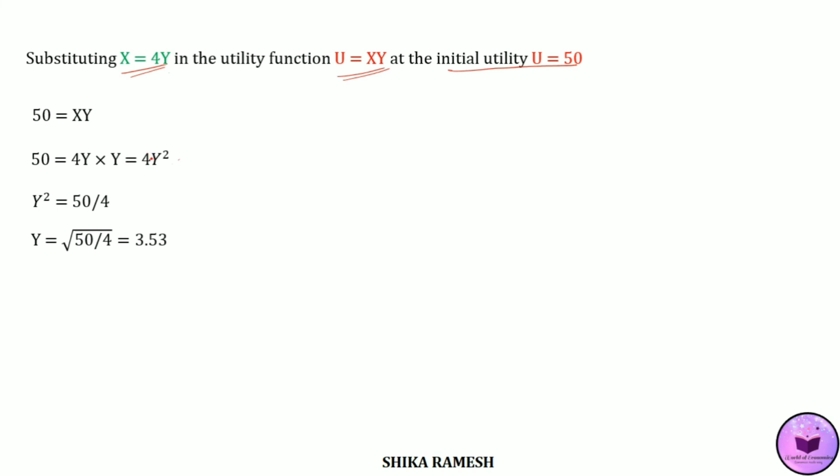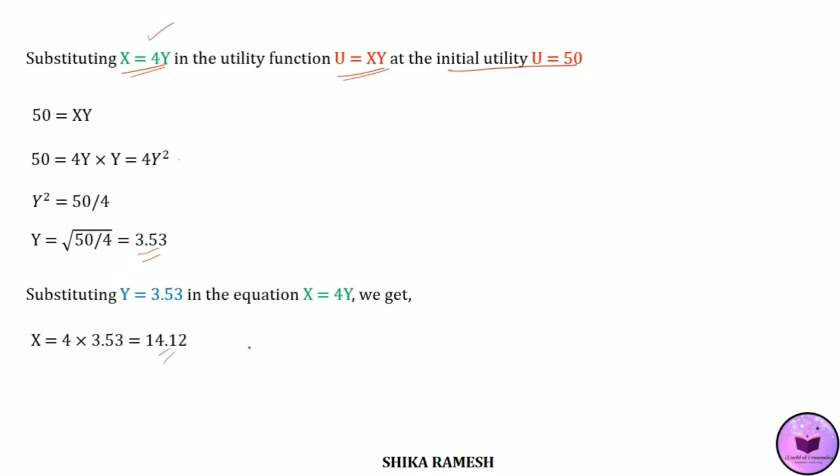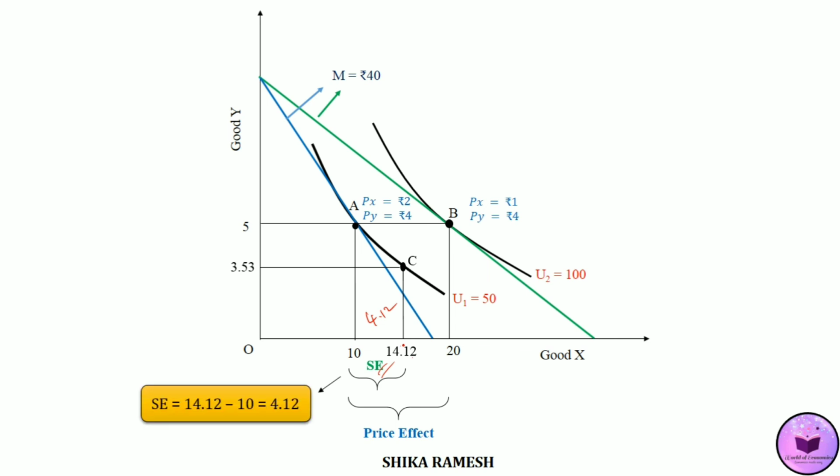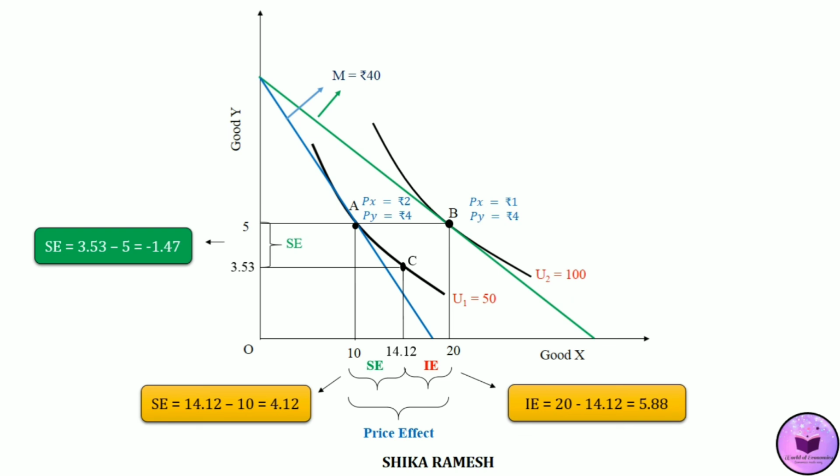3.53. Now substituting this value of y onto x = 4y, we get x = 14.12. So now plotting these values of x and y in the diagram, we get x = 14.12 and y = 3.53 on the same initial utility level 50. So here we can see that the consumer has consumed an additional 4.12 units of good x, and has given up 1.47 units of good y. This shows the substitution effect. Now the rest of the amount of good x purchased is due to income effect. That is, the consumer has consumed an additional 5.88 units of good x and 1.47 units of good y due to income effect.